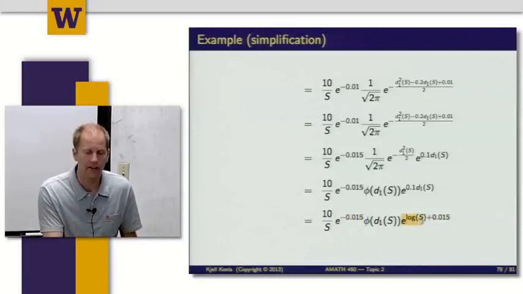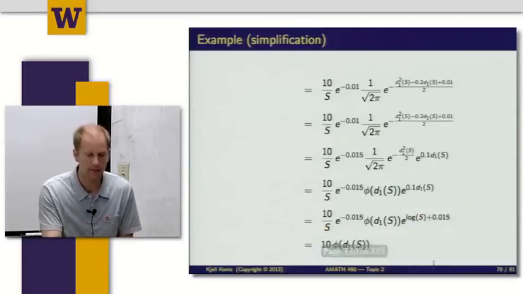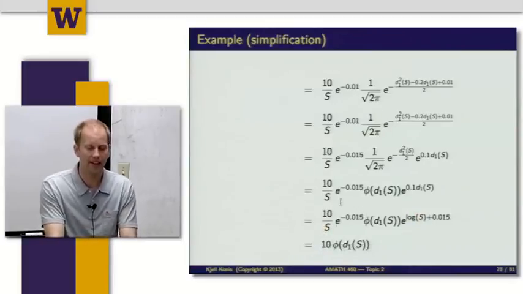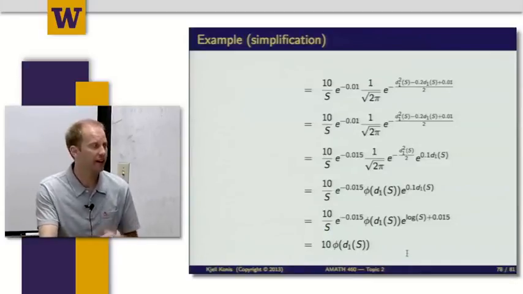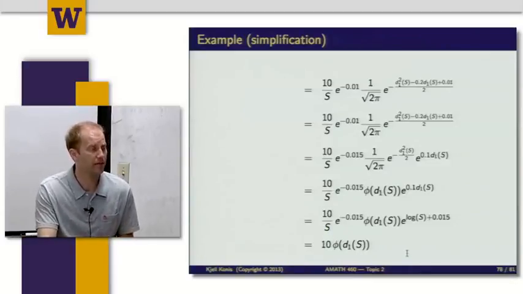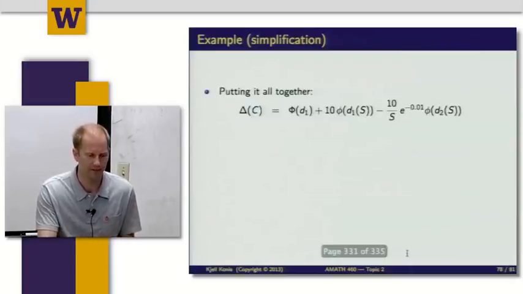This e to the log of s, that's going to be just s. So that's going to cancel out my s down here. So what I'm left with is this second term, the magnitude of it being equal to 10 times phi of d1 of s. So now let's go back and look at my formula for the delta of c.